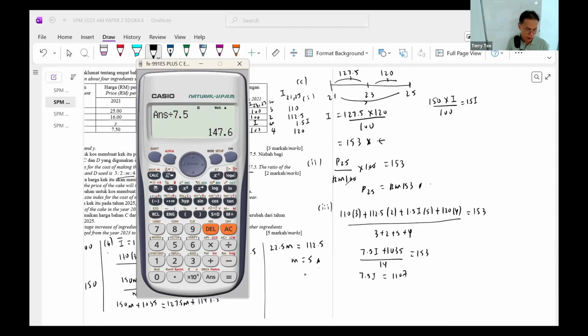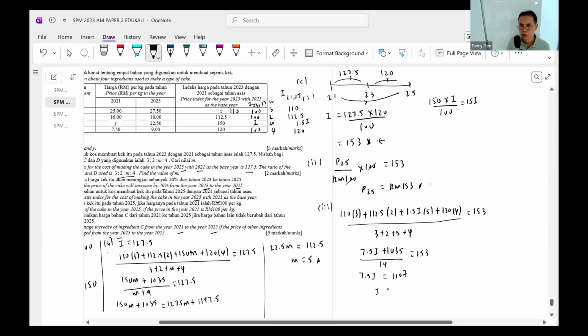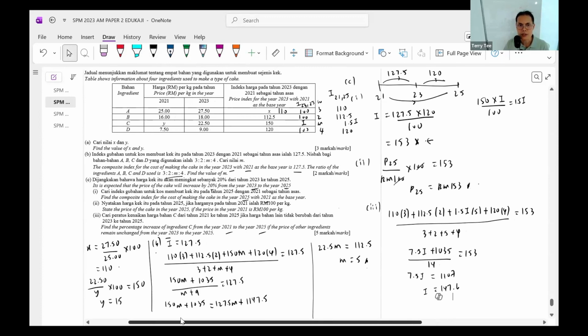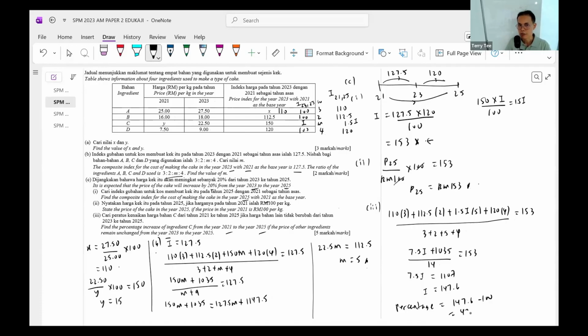Okay, I don't know whether I made any mistake here. Let me see again. Correct, 147.6. But the question asks for the percentage increase. So your percentage will be 147.6 minus 100, which is 47.6%. Okay?